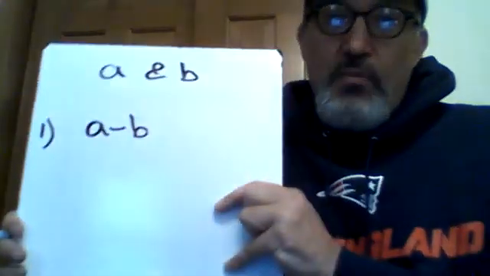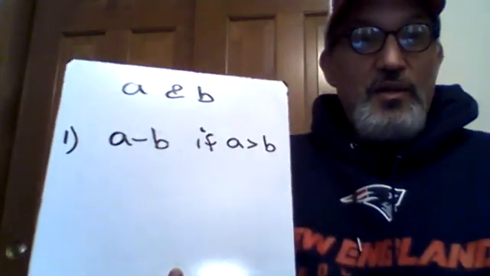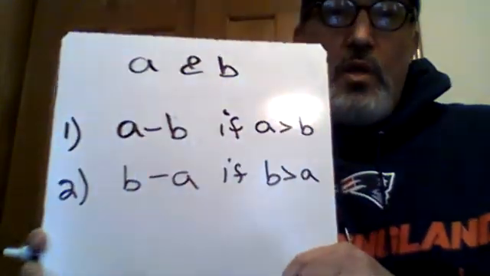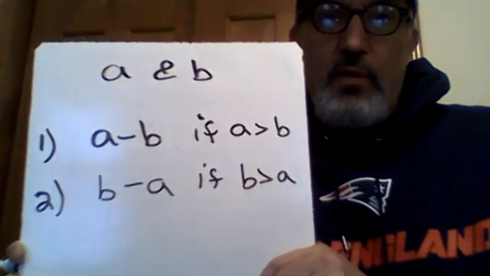We could make a two-part rule and say the distance between A and B is A minus B if A is greater than B. Right? When you do a subtraction, if the first number is bigger, you get a positive number. But then we have to consider the other case. We'd have to say that the distance between A and B would be B minus A if B is greater than A. So this is a two-part rule for determining the distance between any 2 points A and B on the number line?